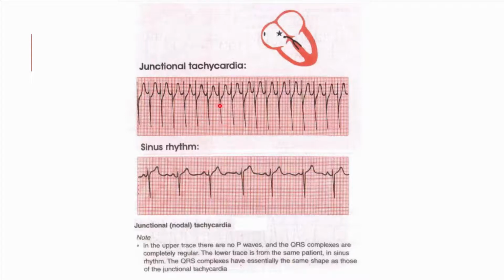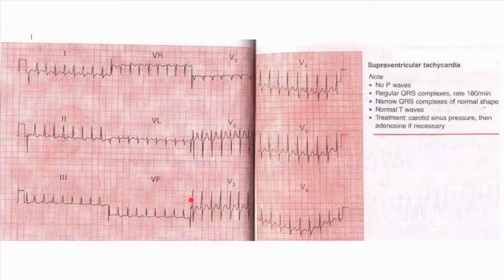So here you have a junctional tachycardia. As you can see here, there are no P waves that you can see in this ECG, and the QRS complexes appear regular. Here the QRS complexes are appearing irregular, but no P waves. So this is a junctional tachycardia. In this same patient, here's the lower tracing of sinus rhythm. As you can see, the QRS complexes are pretty much the same with the junctional tachycardia here compared to sinus rhythm. Here is an ECG showing you supraventricular tachycardia.